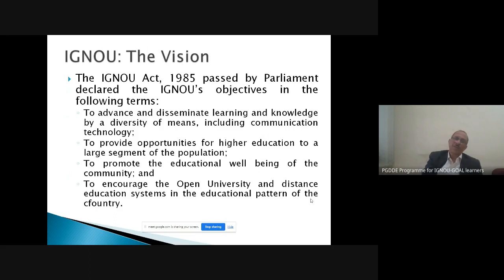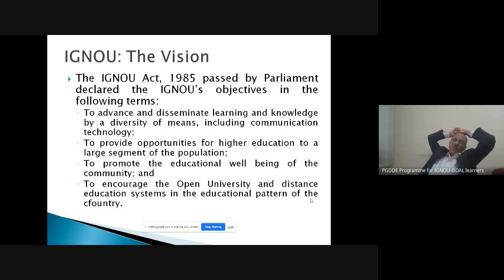After various consultations, at the end of the tunnel, IGNOU came into existence in 1985, passed by the Parliament, which declared its objectives. What are the objectives? To advance and disseminate learning and knowledge by a diversity of means. It is knowledge dissemination. Naturally it was not a classroom like a conventional university, so we have to use diverse means, whether it is material, an audio program, a video program, or extensive use of technology.